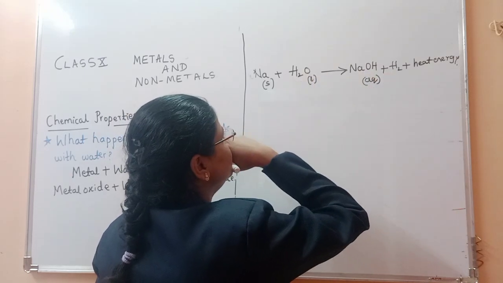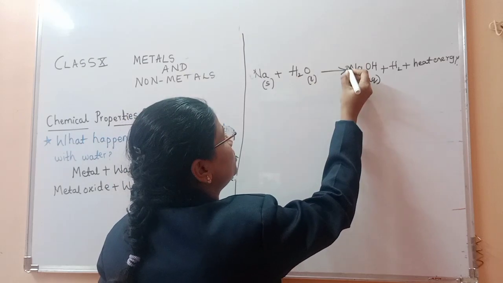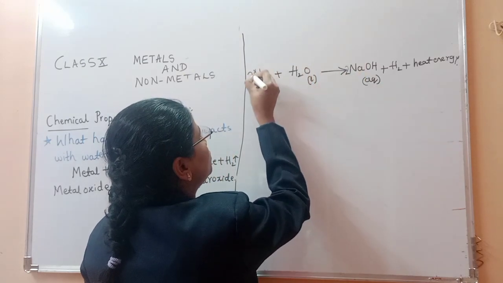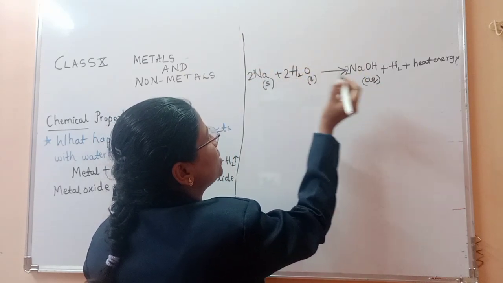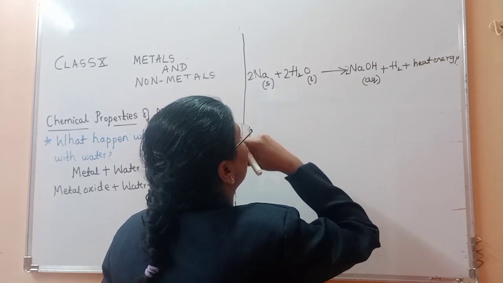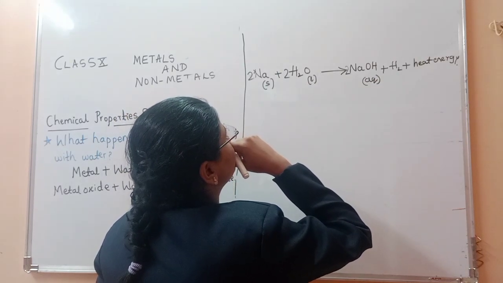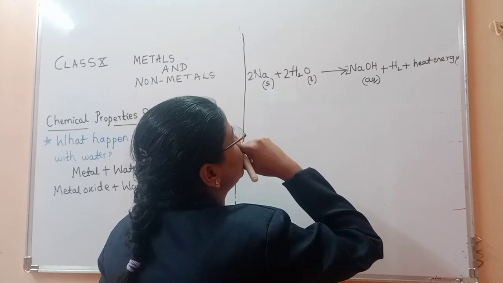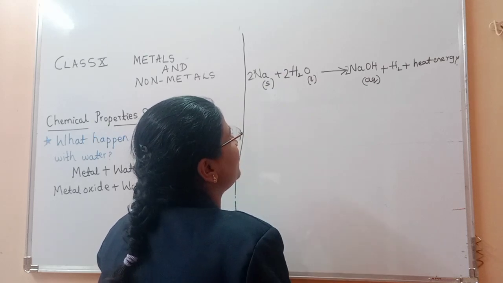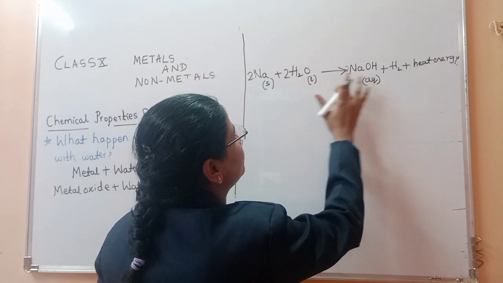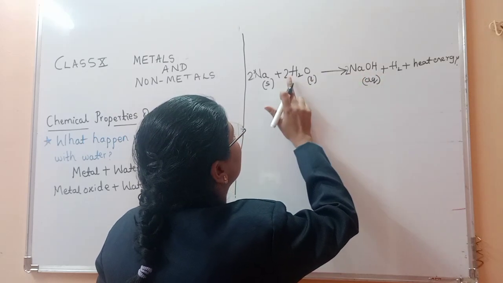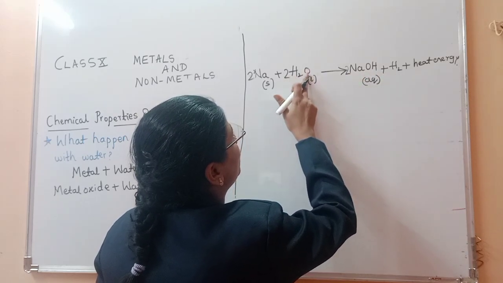Now H2O is there. If I write 2Na, 2 twos are 4, 2H, 2 fours, then 2O, 2O. So the equation is balanced.